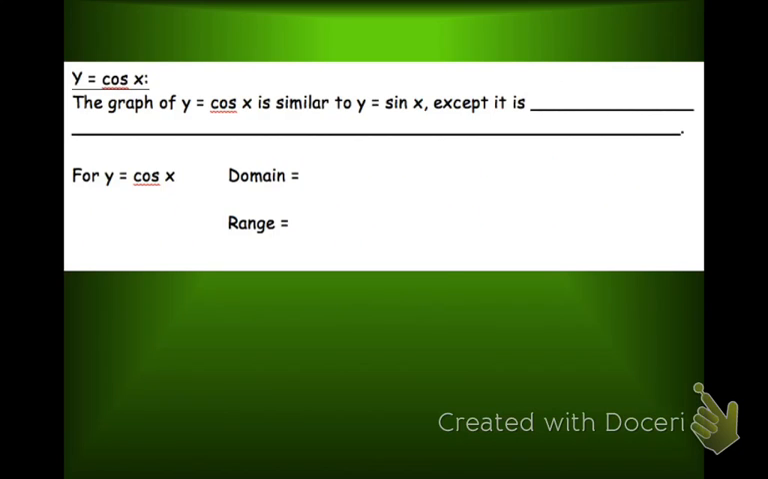So let's look at the next one, which is cosine of x. So the graph of y equals cosine of x is similar to sine, except it is starting at 1. So it's very similar, but it's starting at 1 instead of starting at 0. So again, the domain is all of the real numbers, and the range again is -1 is less than or equal to y is less than or equal to 1.